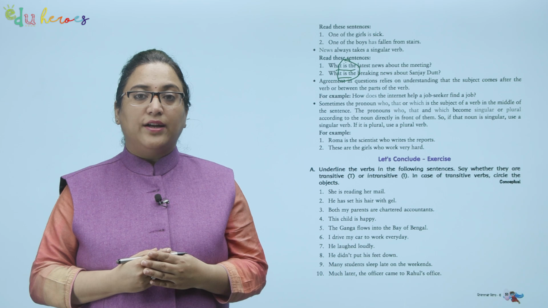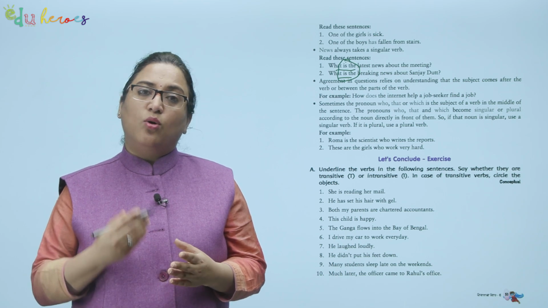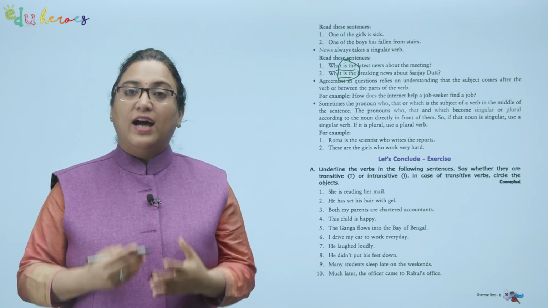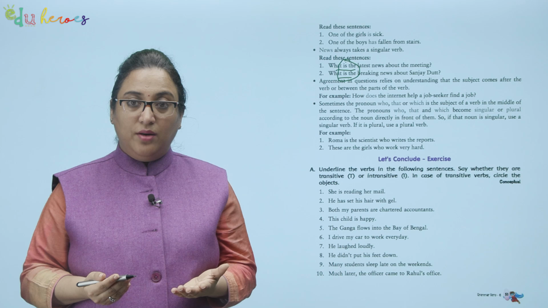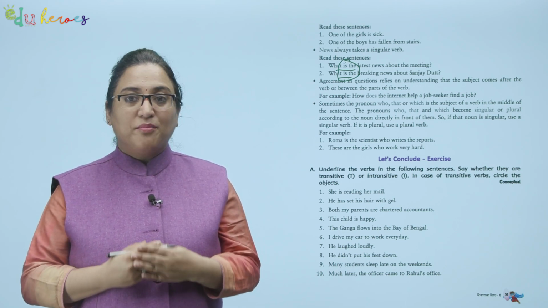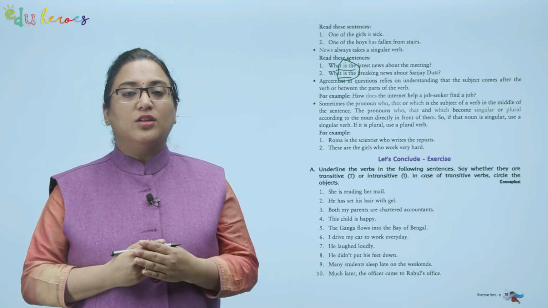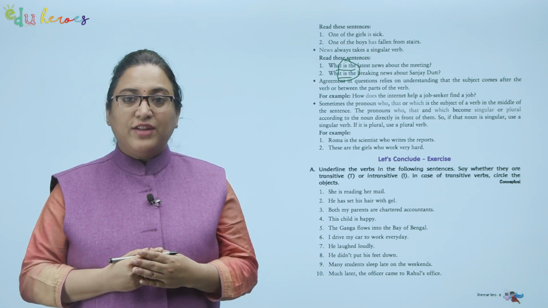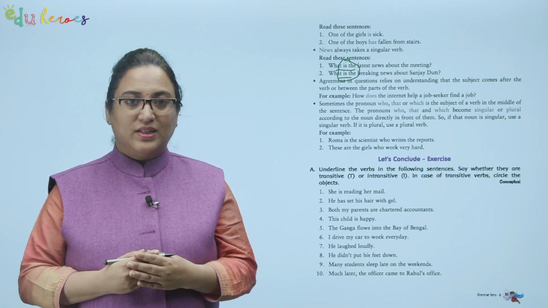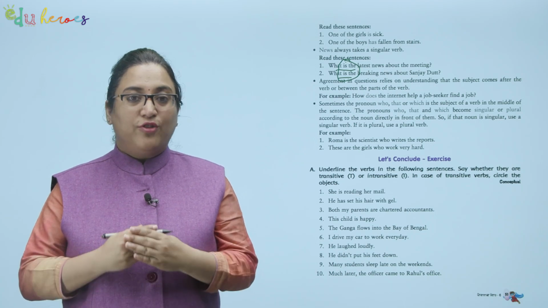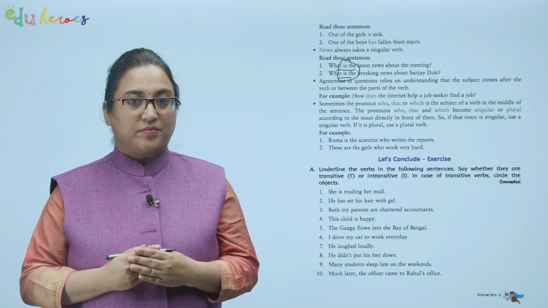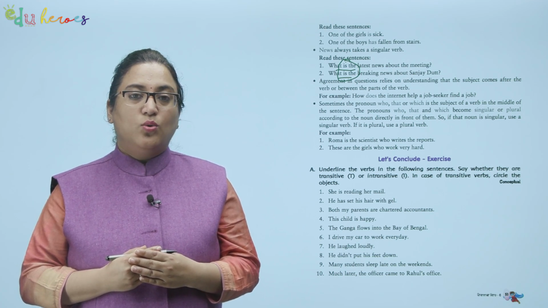It depends on understanding of the subject. Okay, and it will always come after the verb. Sometimes the pronoun who, that, or which is the subject of a verb in the middle of a sentence. The pronouns who, that, and which become singular or plural according to the noun directly in front of them. So if that noun is singular, use a singular verb. If it is plural, use a plural verb. That is the main rule we have to stick to. For example, Roma is the scientist who writes the reports. These are the girls who work very hard.